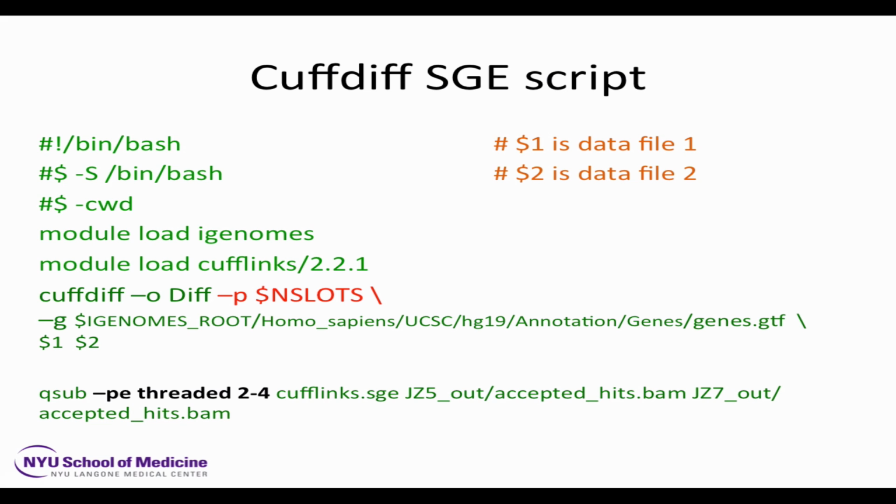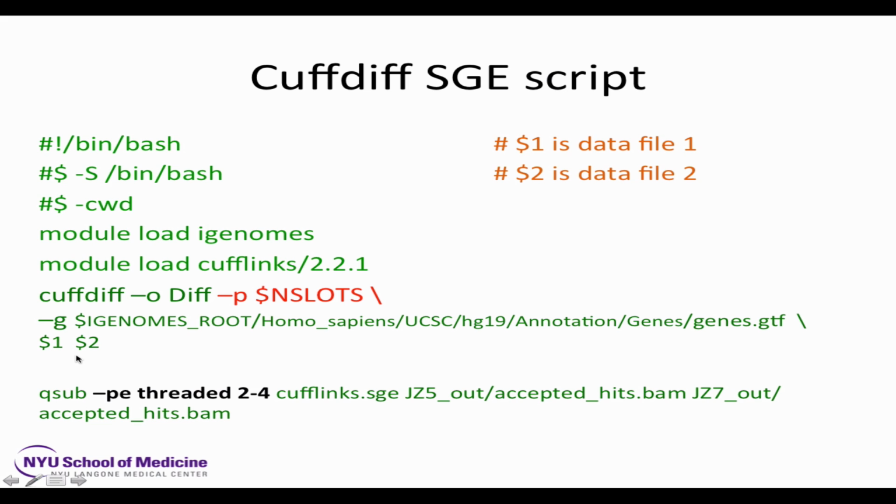But if you want to have a successful outcome for the day, you can take this script, run it on the 2 BAM files in that TopHat folder, and get an RNA-Seq differential expression output from the day. After you've written the script, you submit it with a qsub PE threaded, the name of the script. Mine is called cufflinks.sge, and then the 2 output files go here.